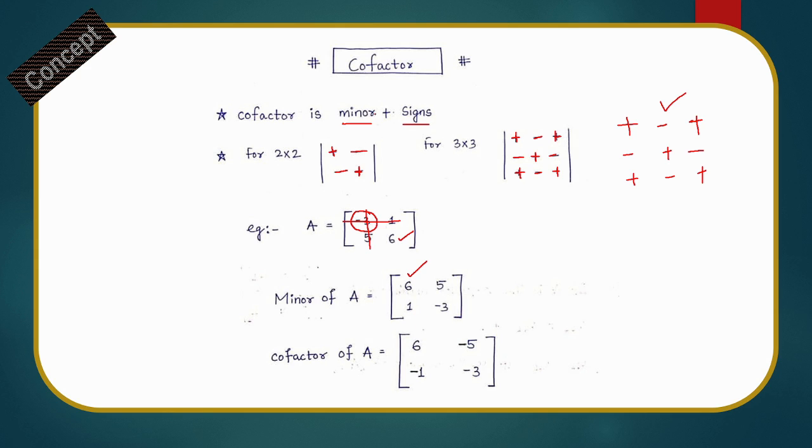Then how can we know what is the cofactor matrix? As we have discussed, cofactor is nothing but minor plus signs. So cofactor A equals 6, minus 5, minus 1 and minus 3. How? We have calculated the minor here. If we apply the signs, plus minus minus plus, 6 with plus is 6, 5 with minus is minus 5, 1 with minus is minus 1, and minus 3 with plus is minus 3. So this is finally the cofactor matrix of A. This is how we calculate the cofactor.